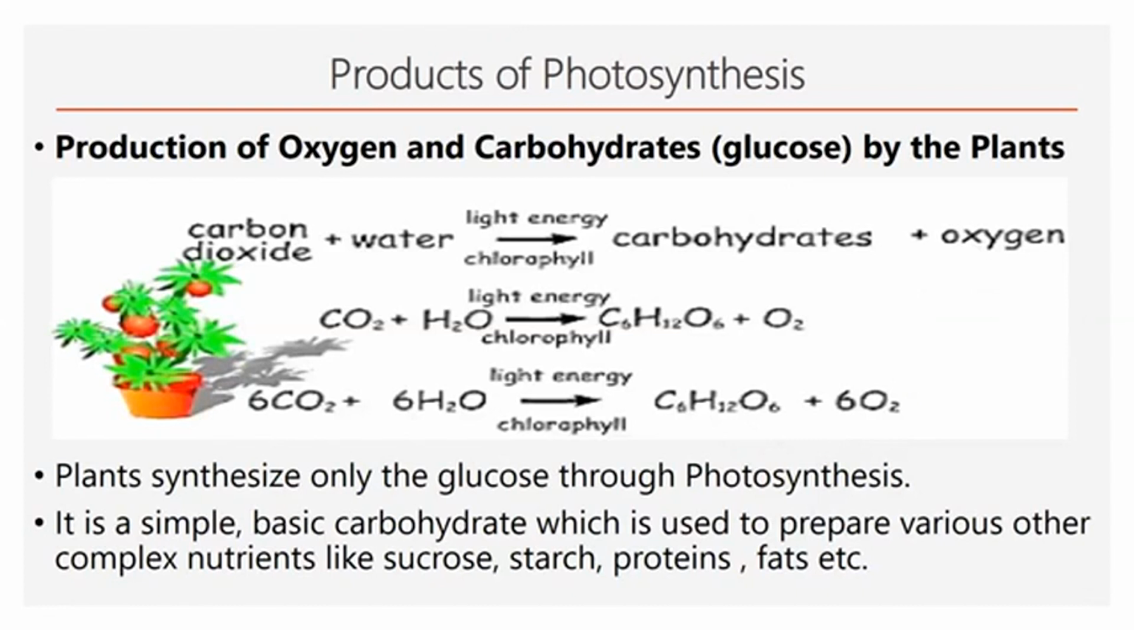Now, what are the products of photosynthesis? If you summarize the process of photosynthesis into a chemical equation, you will find that carbon dioxide chemically reacts with water in the presence of solar energy and chlorophyll to produce carbohydrates and oxygen. Now, these carbohydrates are actually glucose molecules, which are the simplest form of carbohydrates.